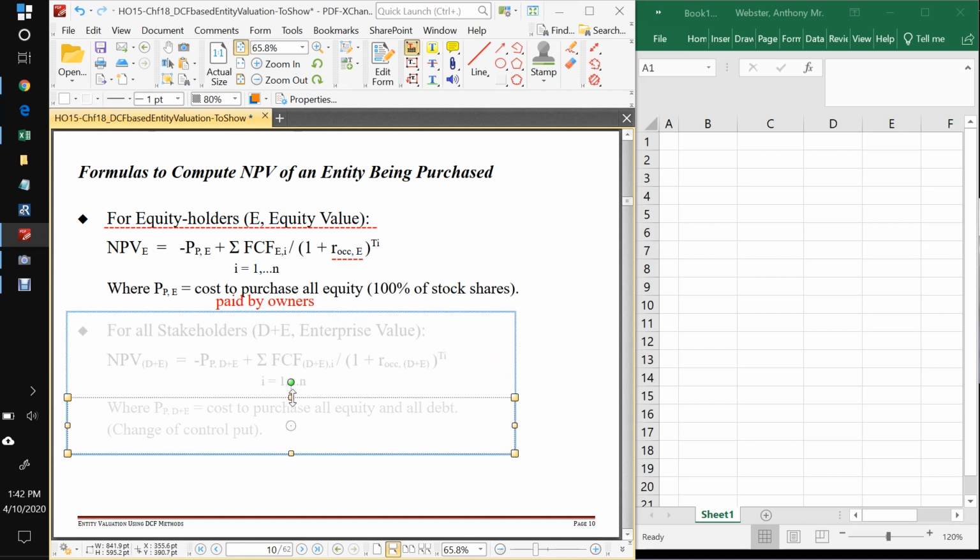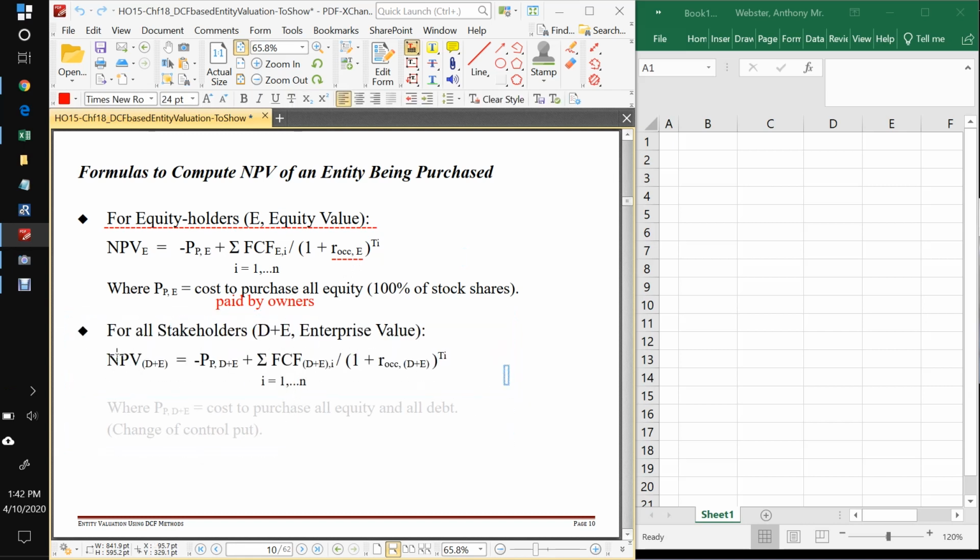Okay, on the other hand, if we're valuing the firm for all the stakeholders, for the debt holders and the equity holders, that's what's called enterprise value. We learned about that in our ratio analysis chapter, right? If we're valuing a firm for all the stakeholders, debt plus equity, that's called enterprise value. And if we're valuing it just for equity holders, it's called the equity value.